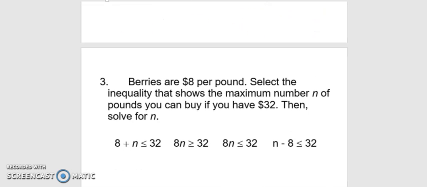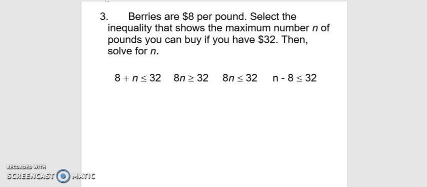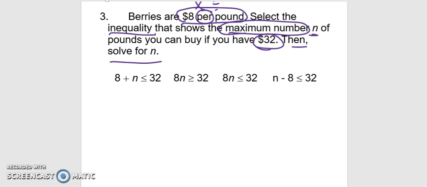Now for number 3. Berries are $8 per pound. Per tells me I'm either going to multiply or divide. Select the inequality. That means I have to have either a greater than, less than, greater than or equal to, less than or equal to sign that shows the maximum number of pounds you can buy if you have $32. Then solve for n. So maximum number tells me that it has to be less than that number.